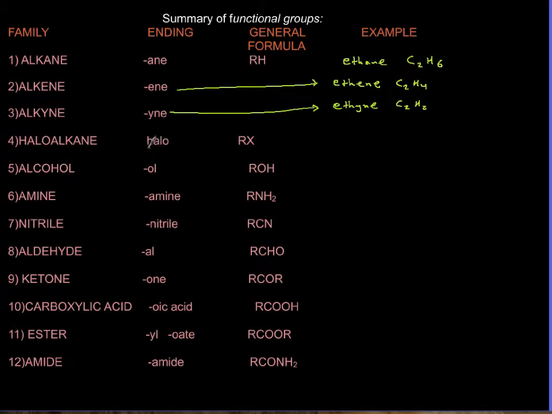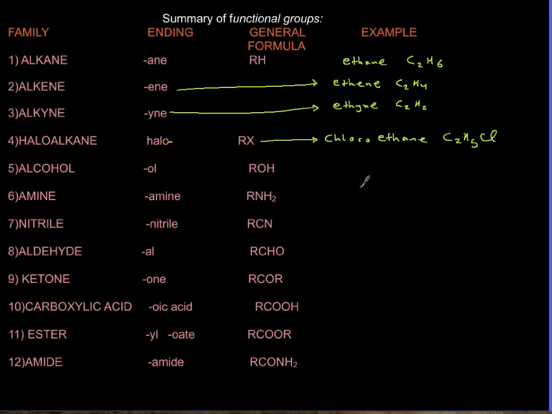Now, if you have a halogen instead of a hydrogen attached to your remainder carbon skeleton, then you could have haloalkane. And it's very important in organic chemistry as starting material. For example, you could have chloroethane, and it's C2H5Cl. Instead of the last hydrogen, I put chlorine.